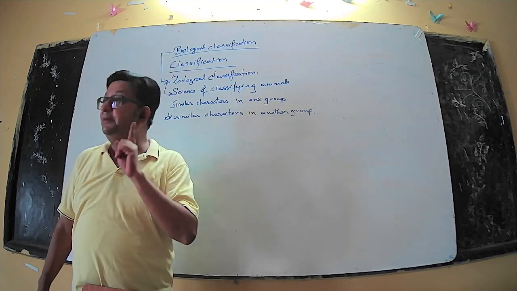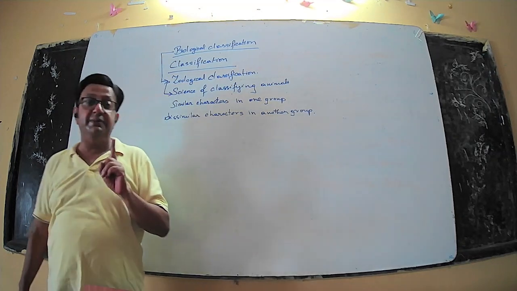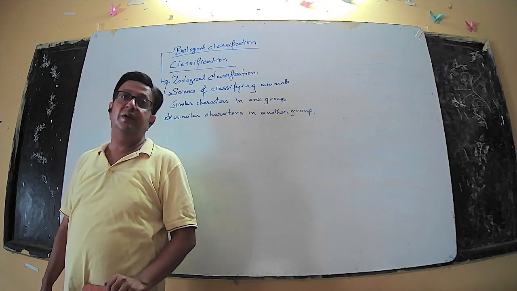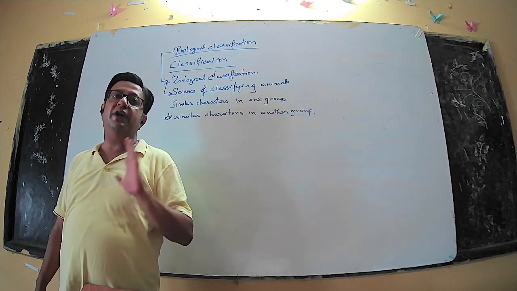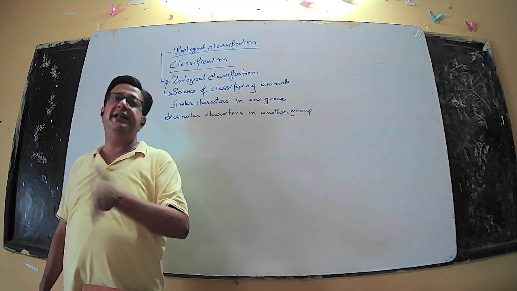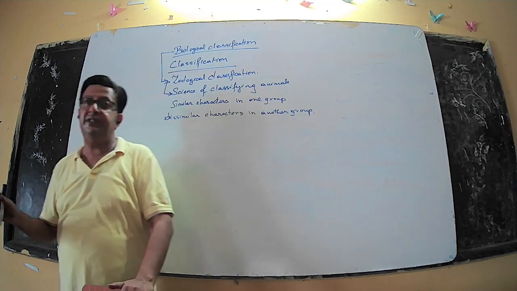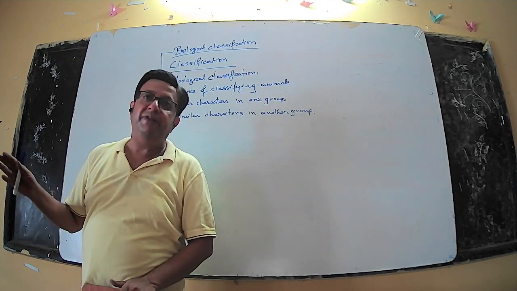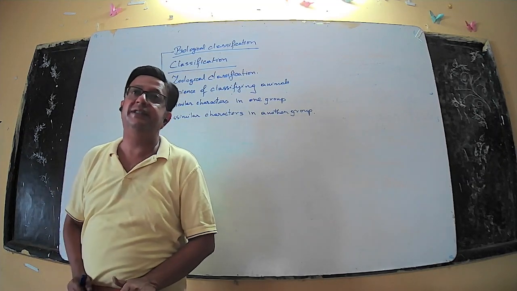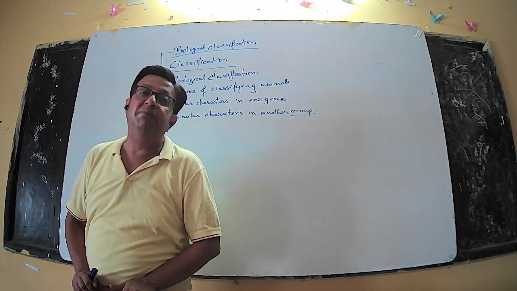Not only similar characters together, but if it has a dissimilar character, you place it in another group. So you have an organism whose RBC has a nucleus. It can be a bird, a reptile, a fish, an amphibian. Those have a nucleus in the red blood cells. Humans or mammals don't have. That's one very important internal character.